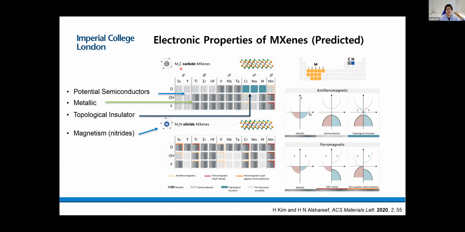And for M2C type of MXene, like metal carbide or metal nitride, in metal carbide, for different transition metals and 3 different surface functional groups, simulation studies reveal some MXenes could potentially be semiconductors with an open band gap, and most of them are metallic, and very few can be a topological insulator. While the nitride MXenes can have potential for magnetic applications due to the extra electron from each nitrogen atom.